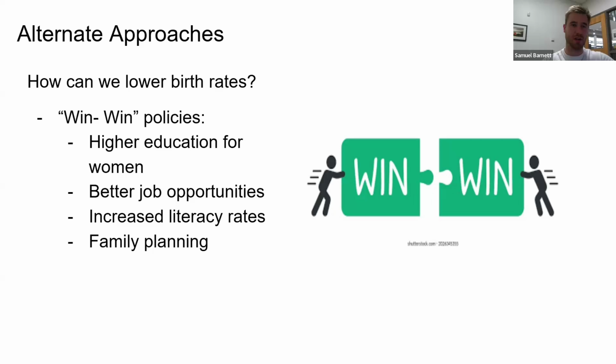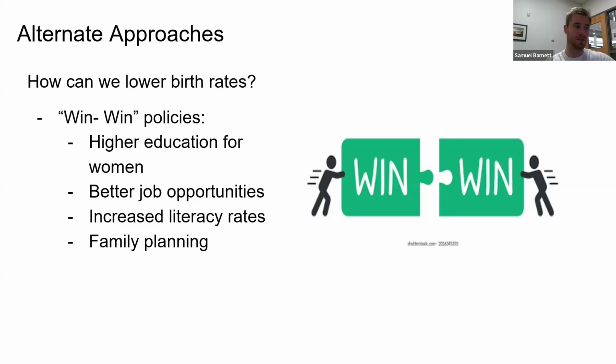So what are the alternate approaches? How can we lower birth rates? It is not necessary to apply coercive policies with the perverse effects on human rights seen in China. The experience of several countries such as Iran shows that birth rates can decrease when people, especially women, reach higher levels of education and literacy, enjoy better employment opportunities, and have access to family planning.